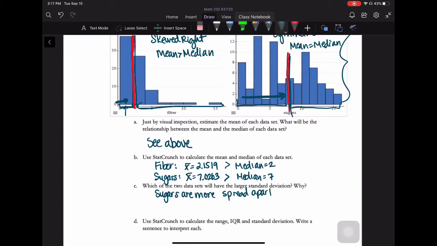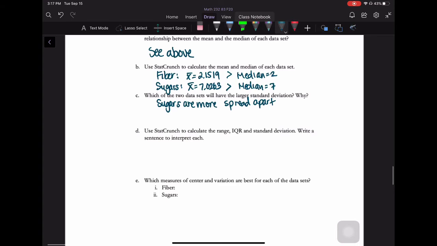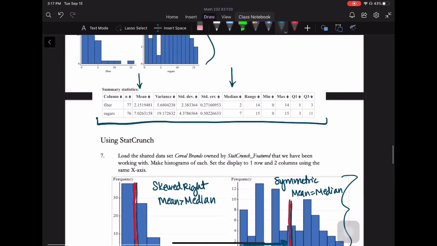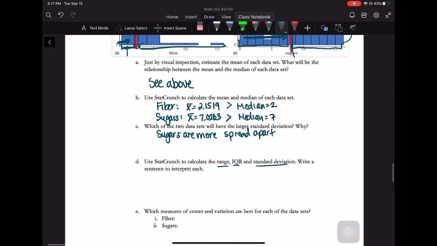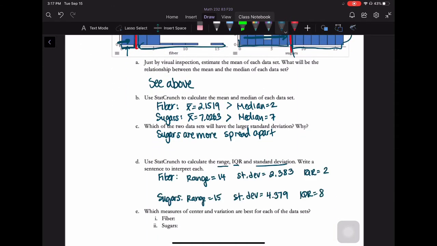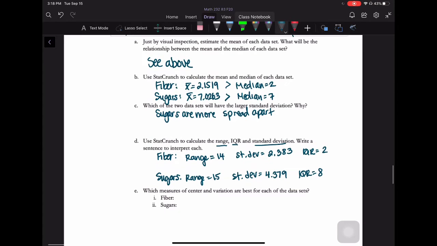Now we're going to go back to the IQR, which we did in Module 9, to calculate the range, the IQR, and the standard deviation. In StatCrunch, we've got those values up here. We have the range, we have the standard deviation, and we have the IQR by subtracting these two. I'll write those values down for you as well. Okay, what we've done here is we are actually using measures of spread. All three of those are measures to determine how variable something is.